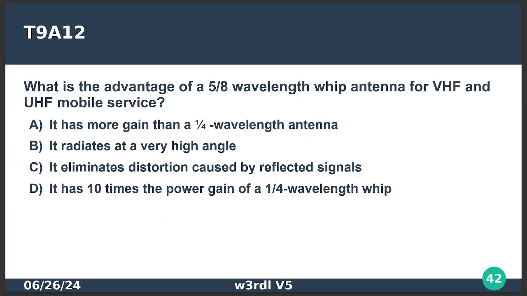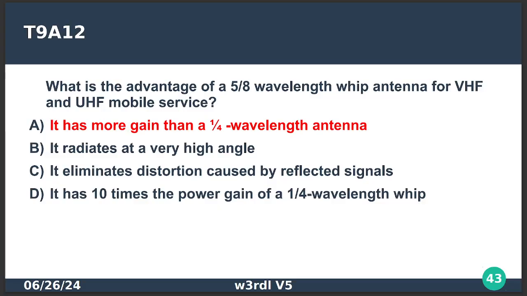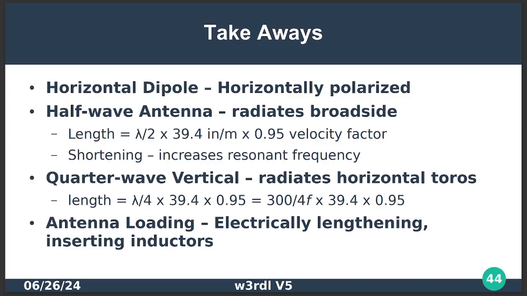Okay, what is the advantage of a 5/8 wavelength whip antenna for VHF and UHF if you're in your mobile? It has more gain than a quarter wavelength antenna. That is correct. The slide said approximately 2 dB, but yeah, I've seen 3.